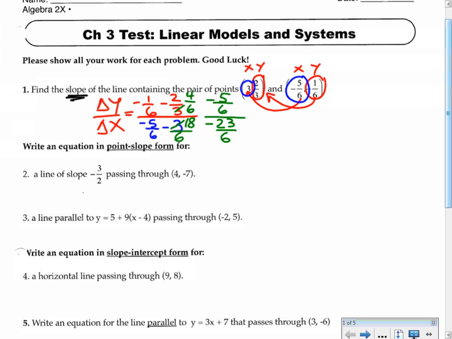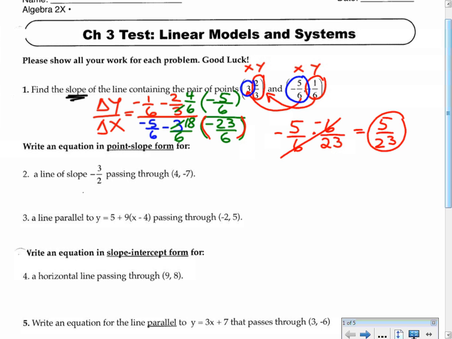Negative 23/6. Now we have the classic problem of a fraction divided by a fraction. So let's go over on the side here. Go back to red. We got negative 5/6 divided by a fraction, and I'm going to simply turn that into a multiplication problem and multiply by the reciprocal. Negative times a negative is a positive, and you can see that all of a sudden it gets quite easy. Slope is 5/23.